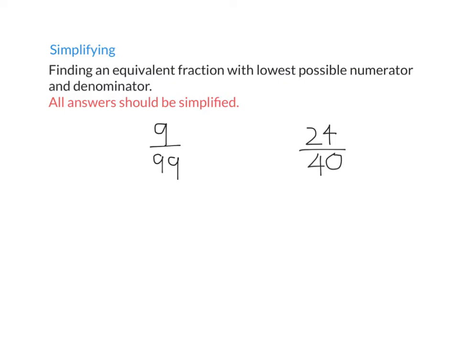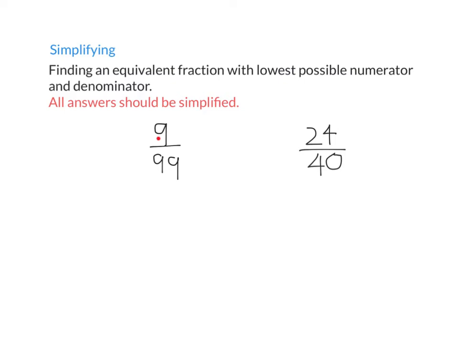In fact, when you're simplifying fractions, you're finding an equivalent fraction. You're finding a fraction that has the same value, but it's written a different way. It's written with lower numerator and denominator. It's written with lower numbers.